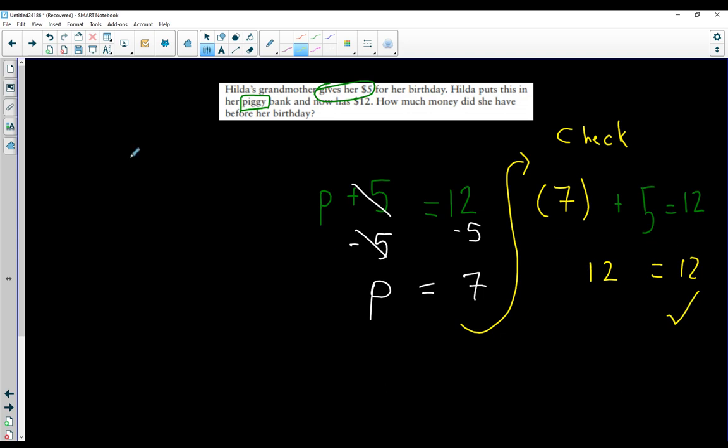Let's go ahead and give you an example to try on your own of how you can use opposite operations to solve for a variable. So we'll go J add 9 equals 23.